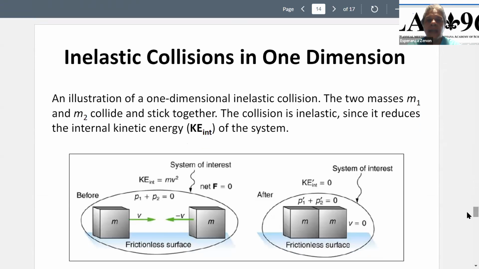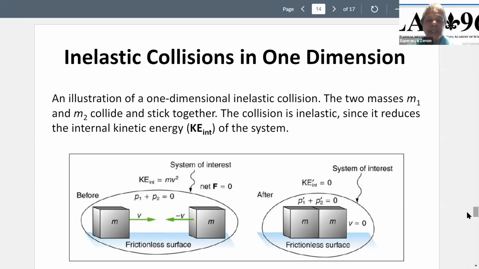So here's an example of a perfectly inelastic collision in one dimension. You can see we've got our objects in a bubble. No outside forces can get in. It's frictionless. Net force is zero. We look at these objects before the collision. You see they're headed toward each other, right? If we look at the total momentum in this system before the collision, we add up the momentum for object 1 and the momentum from object 2, and we get a total, in this case, of 0, okay?